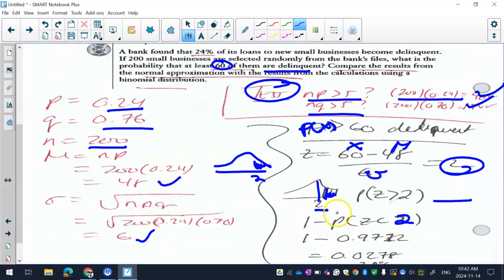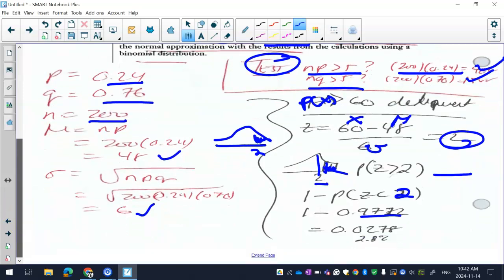So that's the unshaded area. And you subtract that from 1. You get that off your old chart. So go back to the Z-score chart and find what 2 is, 0.9772, and subtract from 1, which gives us 0.0228, which is 2.28%. So that is that question.